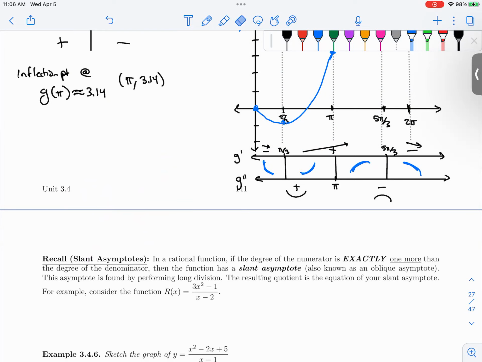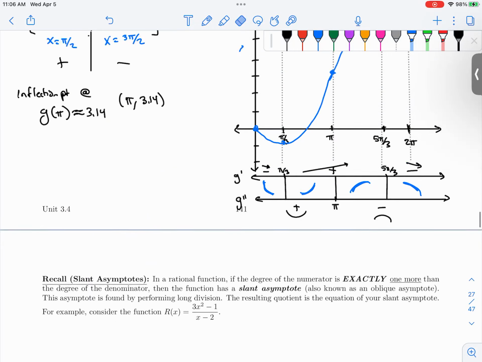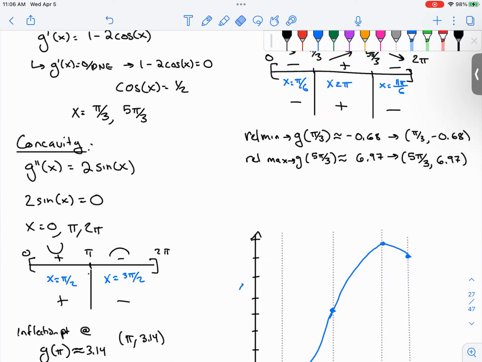Trevor, for the point pi over 3, is it 0.68 or is it negative 0.68? It was negative 0.68. Did I write that? Yeah, negative 0.68.